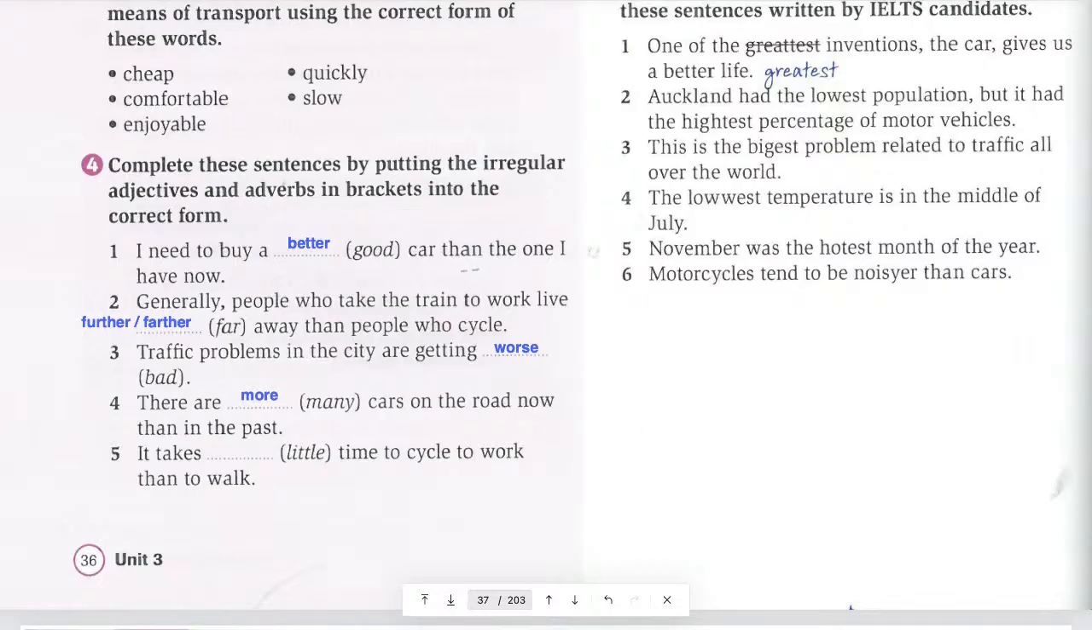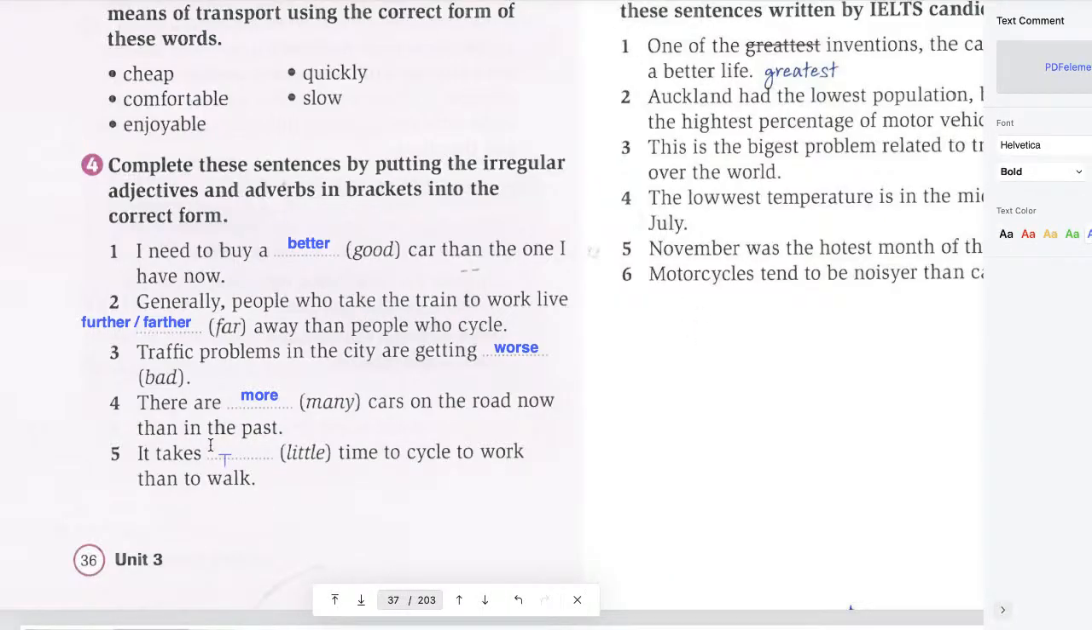Number 5. It takes a bit of time to travel to work and to walk. Not a bit, little. Look at page 123. Little becomes less. It takes less time to cycle to work than to walk. Okay? Got it?